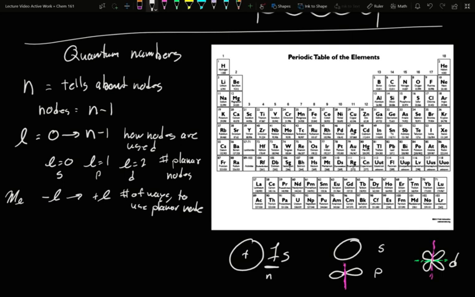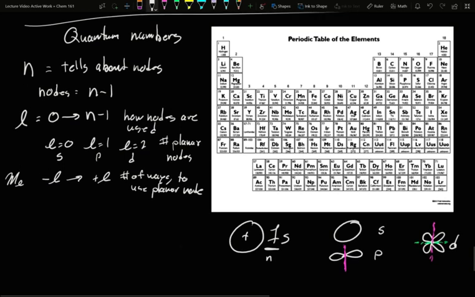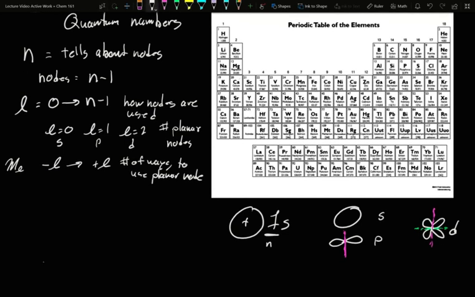Now, we don't usually indicate the m sub L for most of our purposes. You might see a px, py, pz to describe a p orbital sometimes, but for this course, we're not going to be differentiating between them. But m sub L does let us explain why we have multiple p orbitals. Because if we actually try to start applying these towards the periodic table, well, if I have 1s, this is my lowest energy. It has no nodes. The fewer nodes you have, the longer your wavelength, the lower your energy.